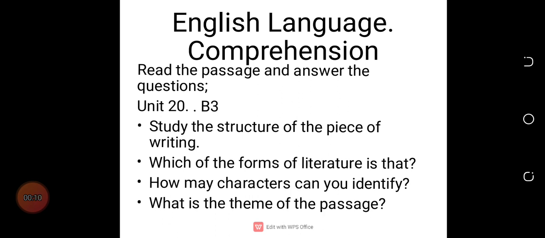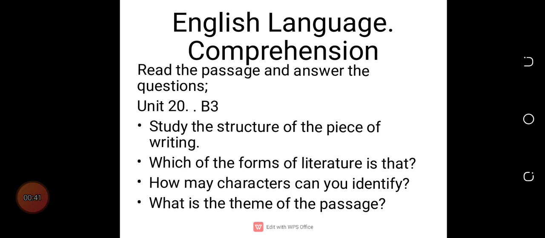We have comprehension. We're going to consider a passage at Unit 20, letter B3. Unit 20, letter B3 will be our passage today. What we are going to do today is to study the structure of the piece of writing we have at Unit 20.